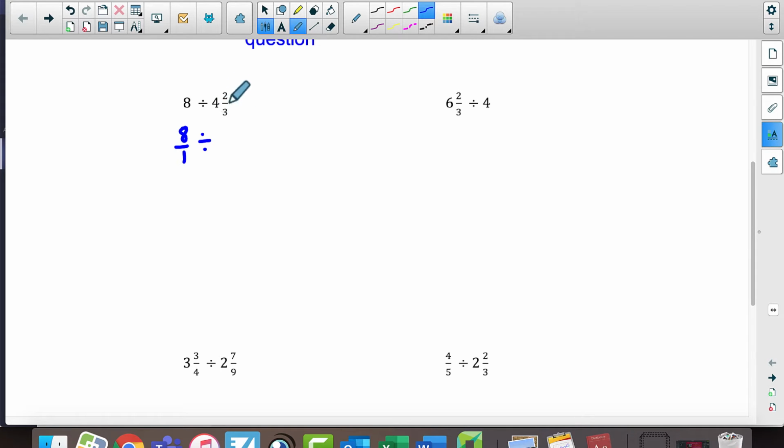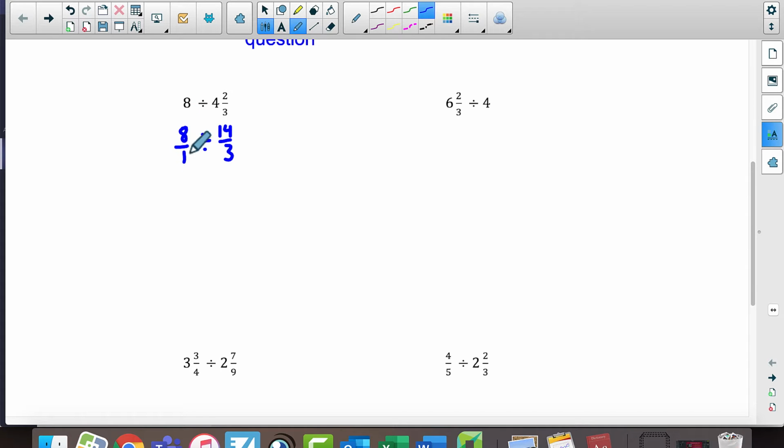4 2/3 is mixed. We've got to switch it to improper. So 4 times 3 is 12, plus 2 is 14, and we keep the denominator the same. The problem I find is often people will change this to times and then write 14 over 3 here. But now we have to flip it, right? Because now we're going to change it into a multiplication question. This is our new division question, which we'll now write as a multiplication question because we don't want to divide.